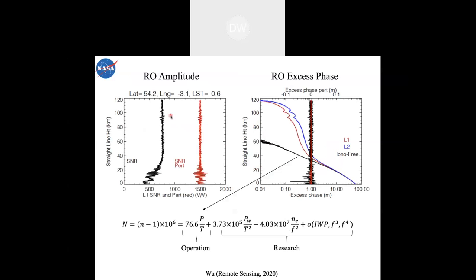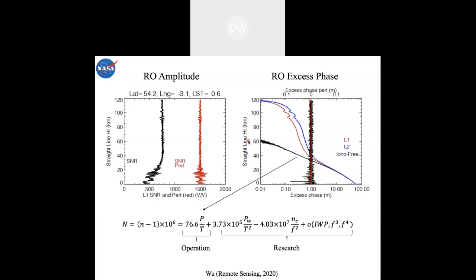So for those who haven't seen this data, this is the straight line height. You do radio occultation going down, and you plot the amplitude. So you have two pieces of information. One is the amplitude that comes from the radio occultation signal. Another one is the excess phase. That's the actual path length due to either bending or ionosphere delay.